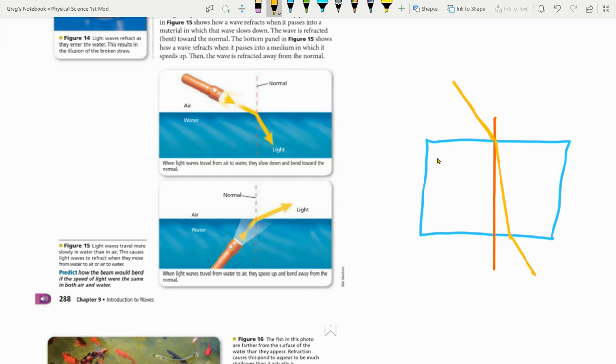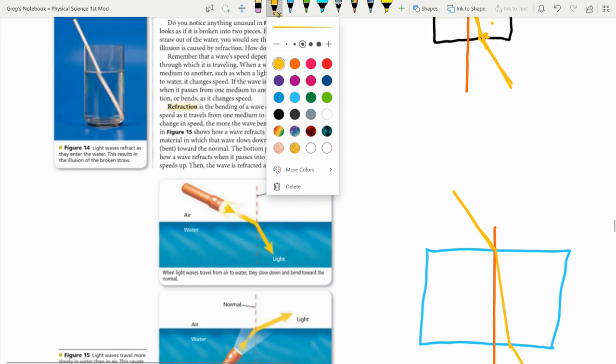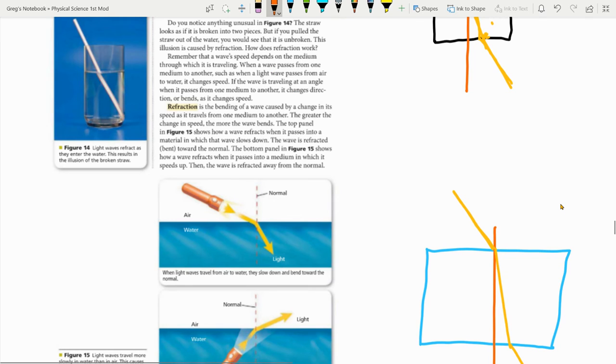Okay? So you have this refraction. Boom. Bends towards the normal, bends away from the normal. Okay? And again, in this case, my normal is right here. This is the normal. That's the center spot, or that normal.